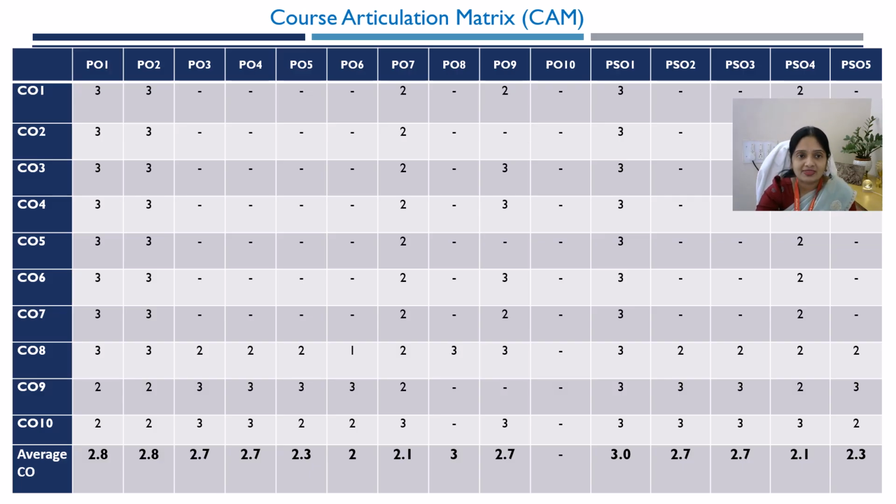Once POs are mapped with the CO and the articulation matrix is done, we can see in the table below the average CO. We have to add all the values, for example, there are 10 rows here, add all the 10 values and divide by 10. Whatever we get here will be the average CO. For example, here 3 plus 3 plus 3 plus 3, so there are so many 3's plus last 2's, upon 10, we get 2.8. That is how we get the average CO for all 10 POs and all 5 PSOs. Please avoid getting 0. Try to get some value there and try to get maximum correlation. This should be done by the subject expert.